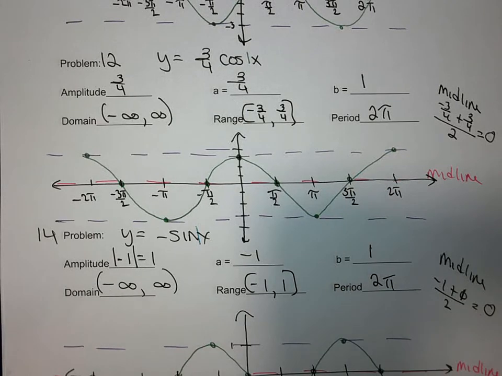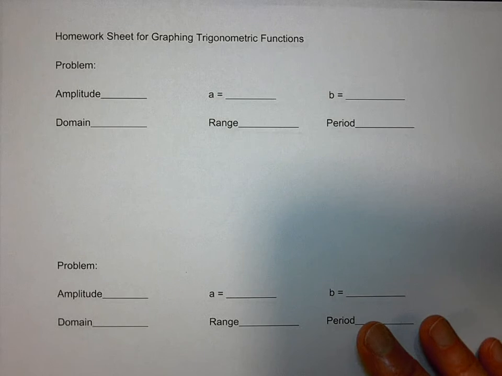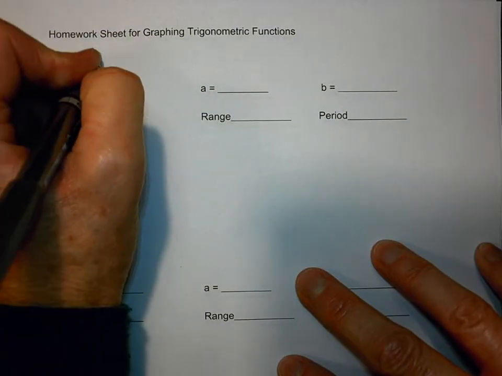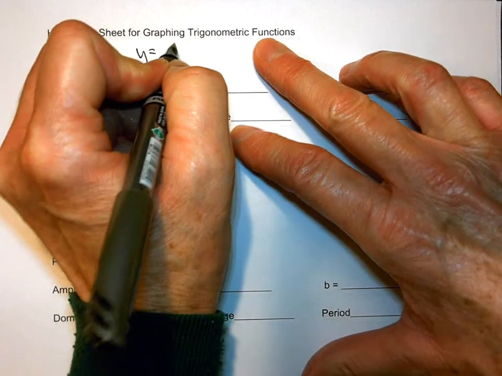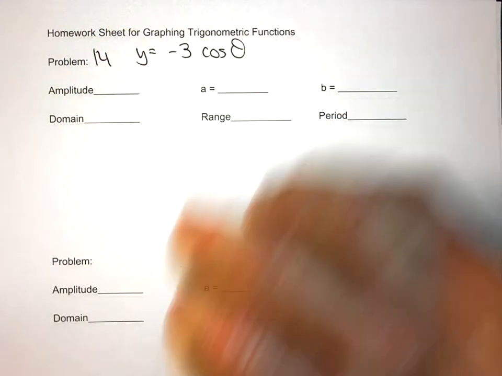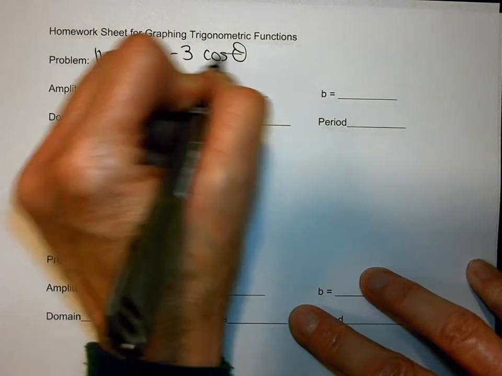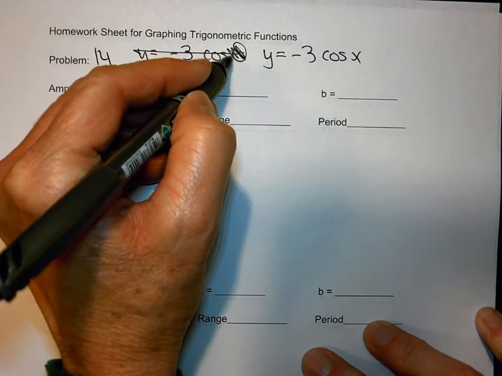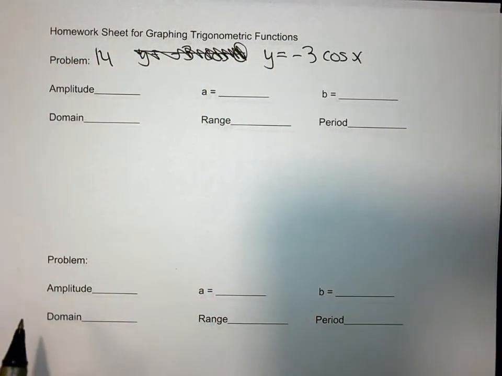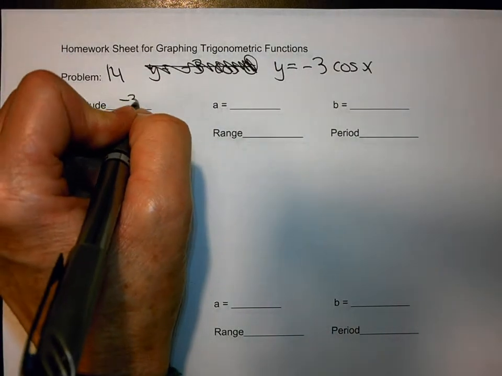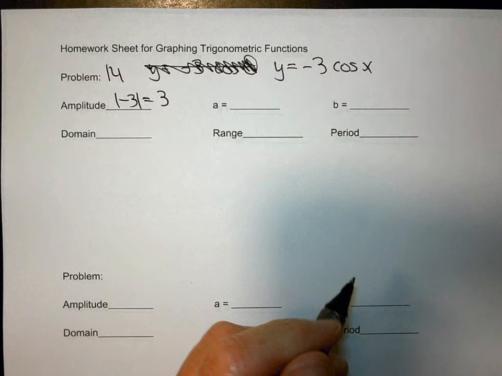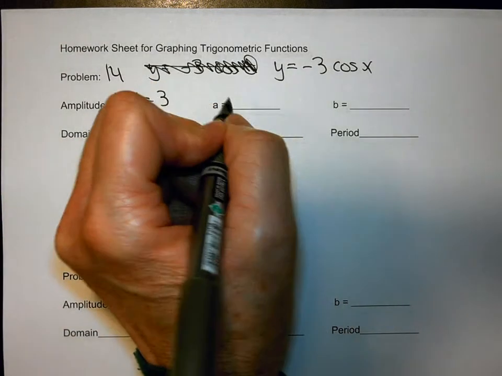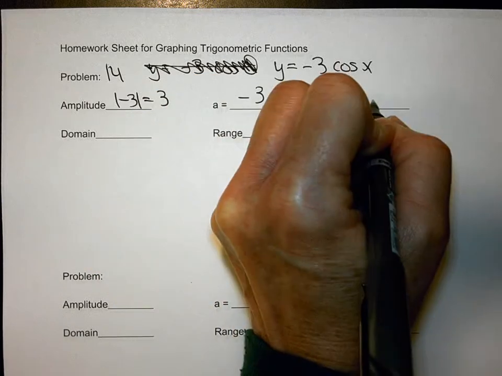And then we're going to do one more, which is also 14, so this would be an amplitude change. Alright, so we're doing problem number 14, and that is y is equal to negative 3 cosine of, oh shoot, that should be an x. Okay, let's make it y is equal to negative 3 cosine of x. Sorry. Okay, if we look at our problem, it's a negative 3, so the amplitude, again an absolute value, becomes 3. The a is negative 3, and the b is 1.